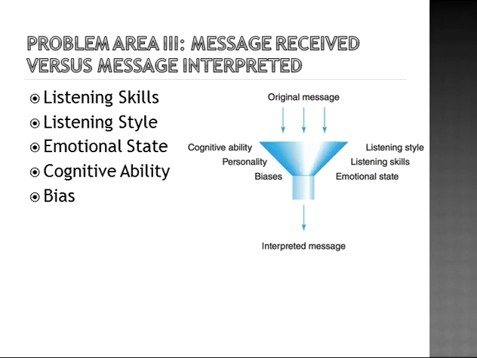Problem area 3. Again, with problem area 3, this is where the message received versus the message interpreted comes in, involving such things as your listening skills, your listening style, emotional states, and so on. So what you put as the original message goes through a funnel, so to speak, based on your listening style, listening skills, your emotional state, your biases, your personality, your cognitive ability, and then what comes out is the interpreted message. But the interpreted message may not be the same as the original message.